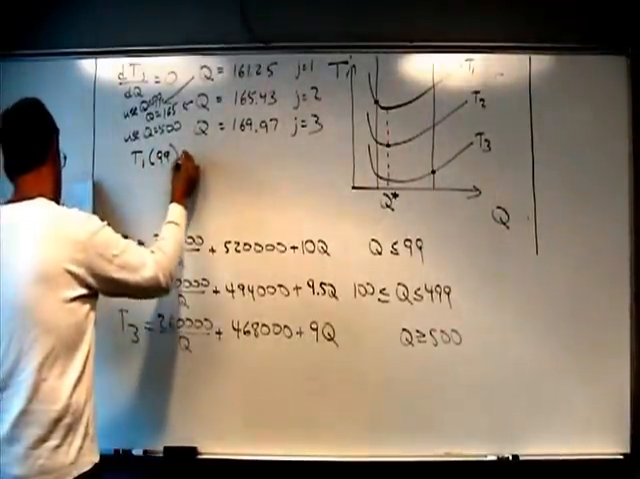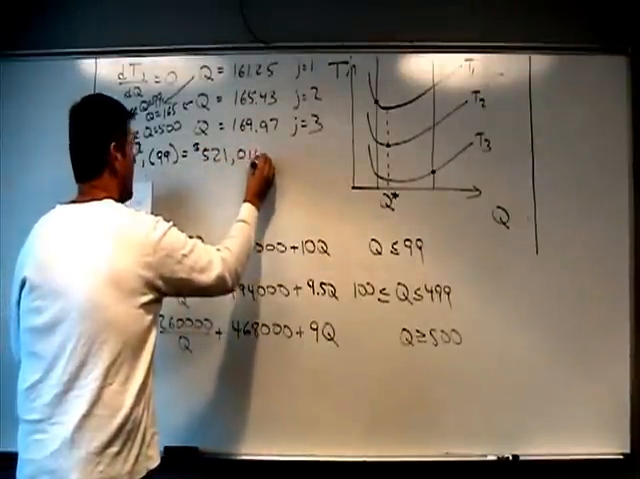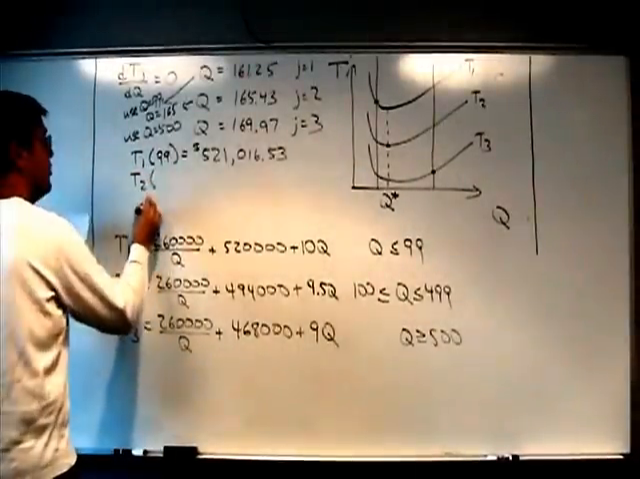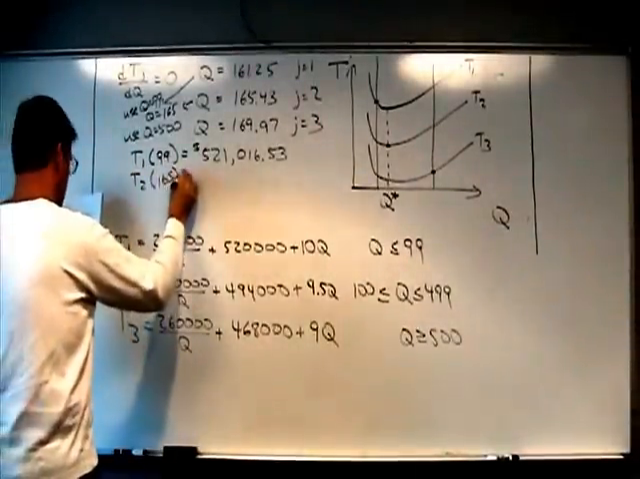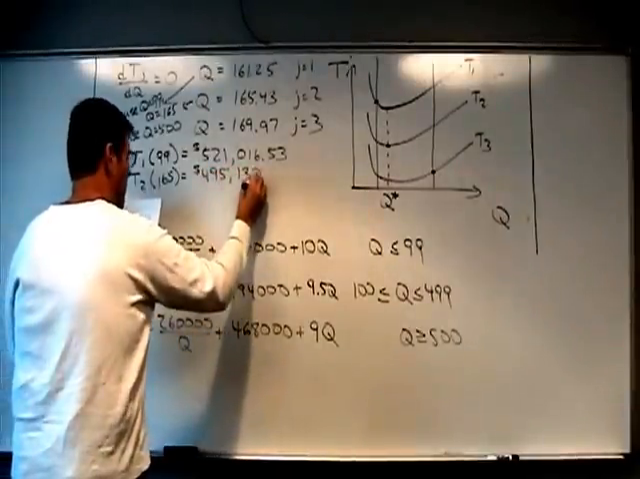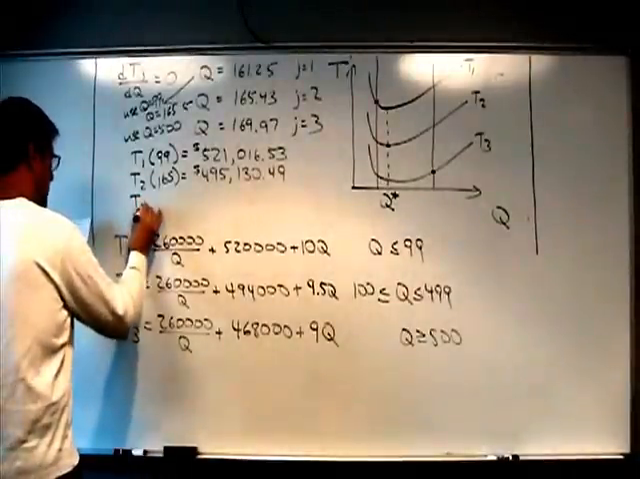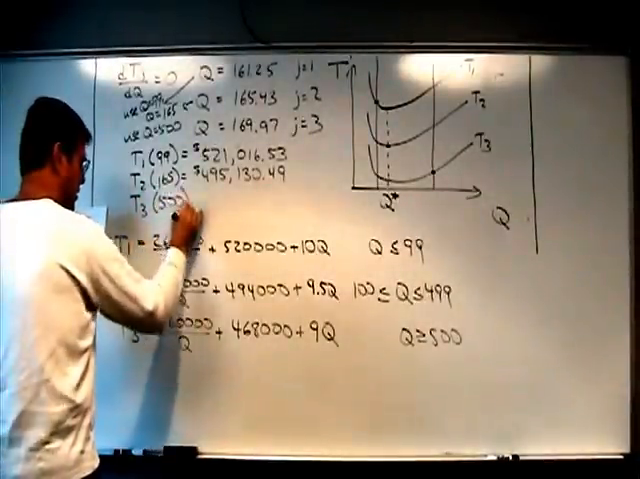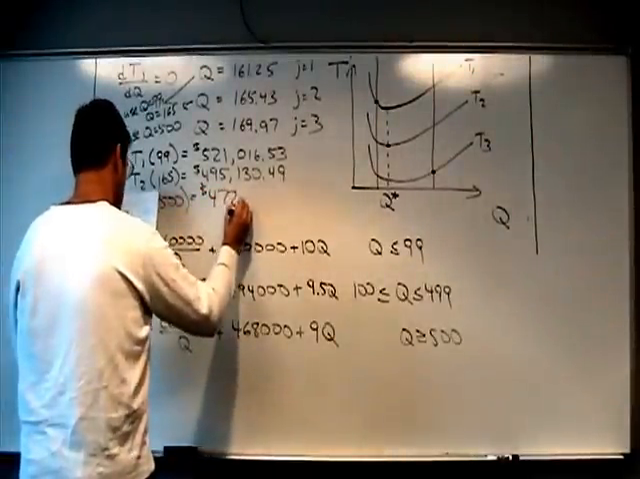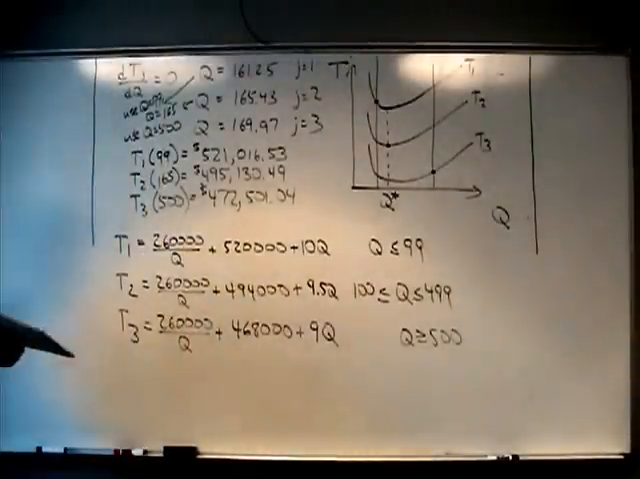And if we do that, what we end up getting for costs for T1 at 99, we get $521,016.53. T2 at 165, we get $495,130.49. And for T3 at 500, we get $472,501.04.